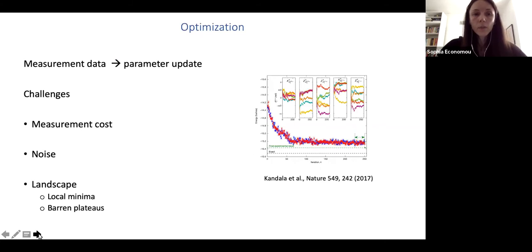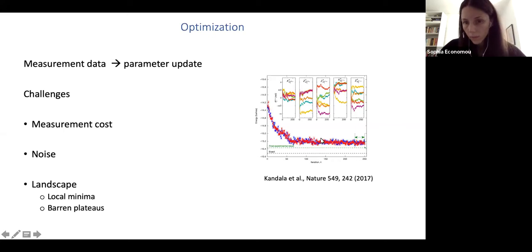And then, of course, there's the optimization step where you collect your measurement data and then you want to update your parameters. And here there are challenges associated with the measurement cost. Noise makes things even worse because you might be optimizing in the presence of noise and not be optimizing the way you think you are. And then there's this problem of local minima and also barren plateaus that I'll touch upon right now.